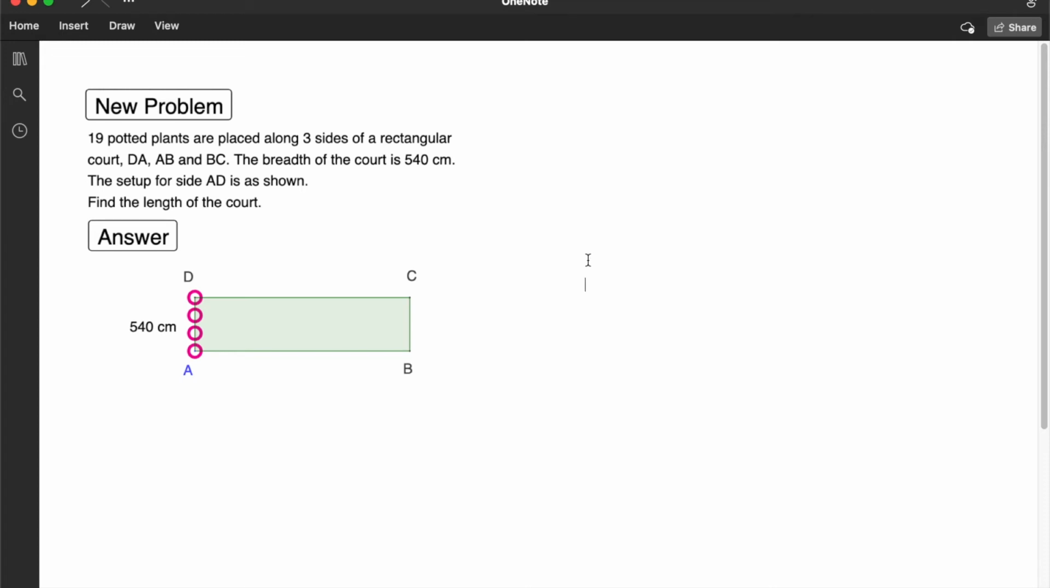This math problem is not difficult, but you must be very careful to avoid the mistake of equating the number of trees with the number of gaps between the trees. They are not equal.